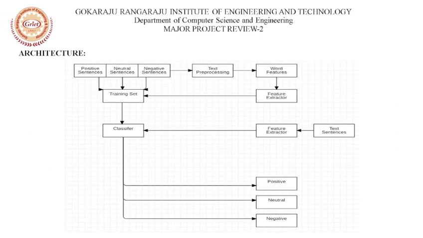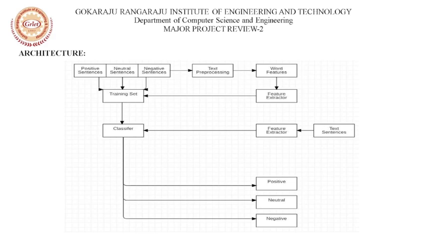This is the architecture we used in our project. The first step involves collecting a set of text data labeled as positive, neutral, or negative. This data is known as the training set. The text data is then pre-processed to remove any irrelevant information or inconsistencies. This may involve steps like removing punctuation, converting all text to lowercase, or stemming words.